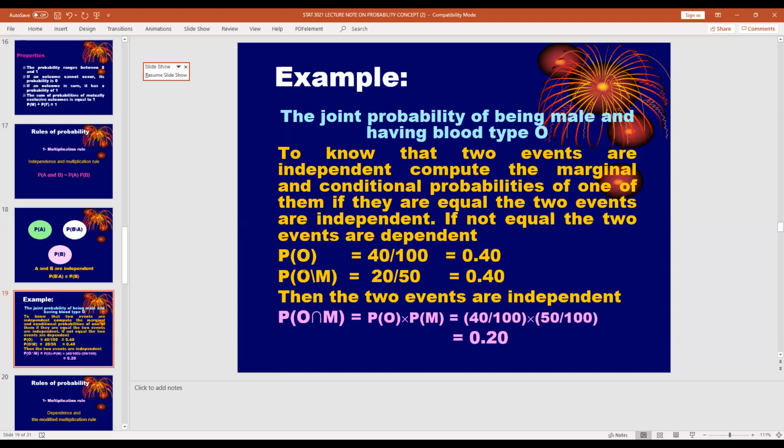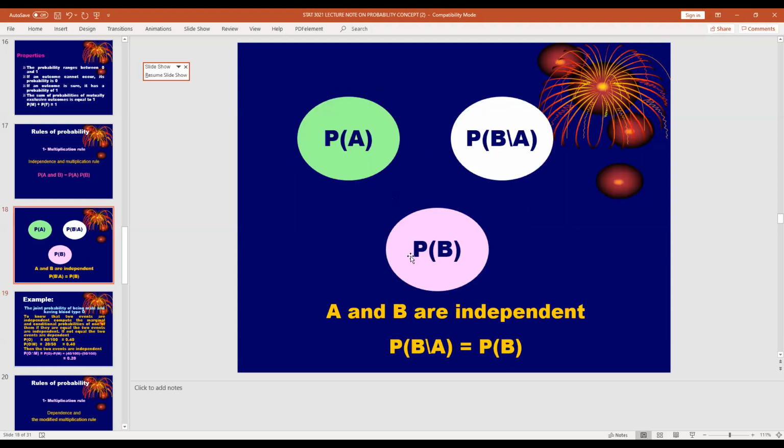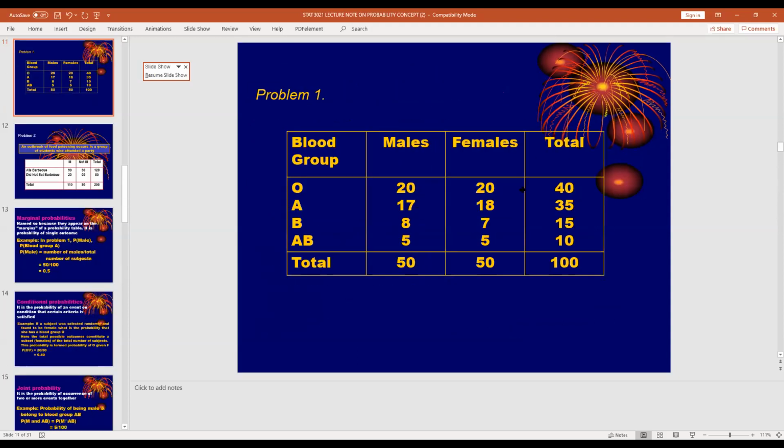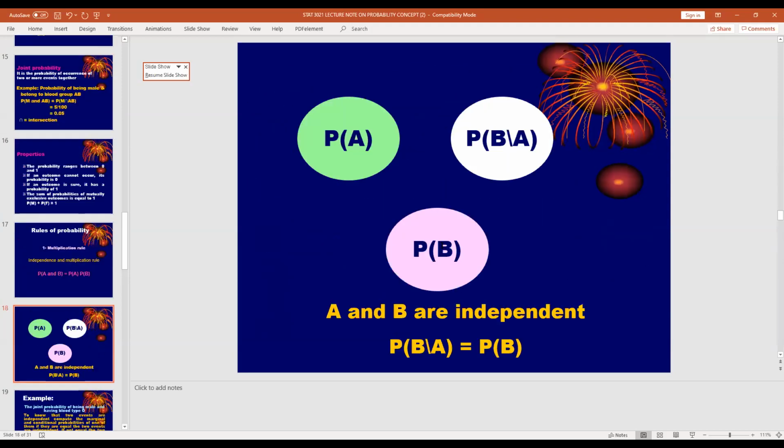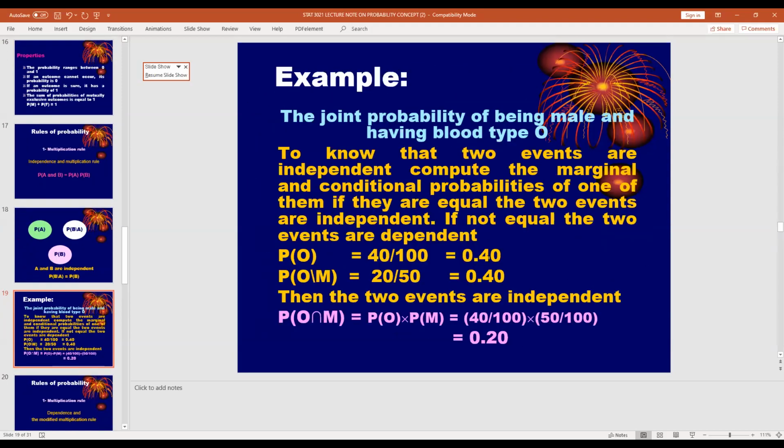Now, let's talk about this. That's a marginal, right? The probability of being in blood group O, that's a marginal, and that is 40 over 100. If I take you back to the table, you can see blood group O, how many? 40, divided by 100. And that's why you get the 0.4. That was why you got the 0.4 right here.